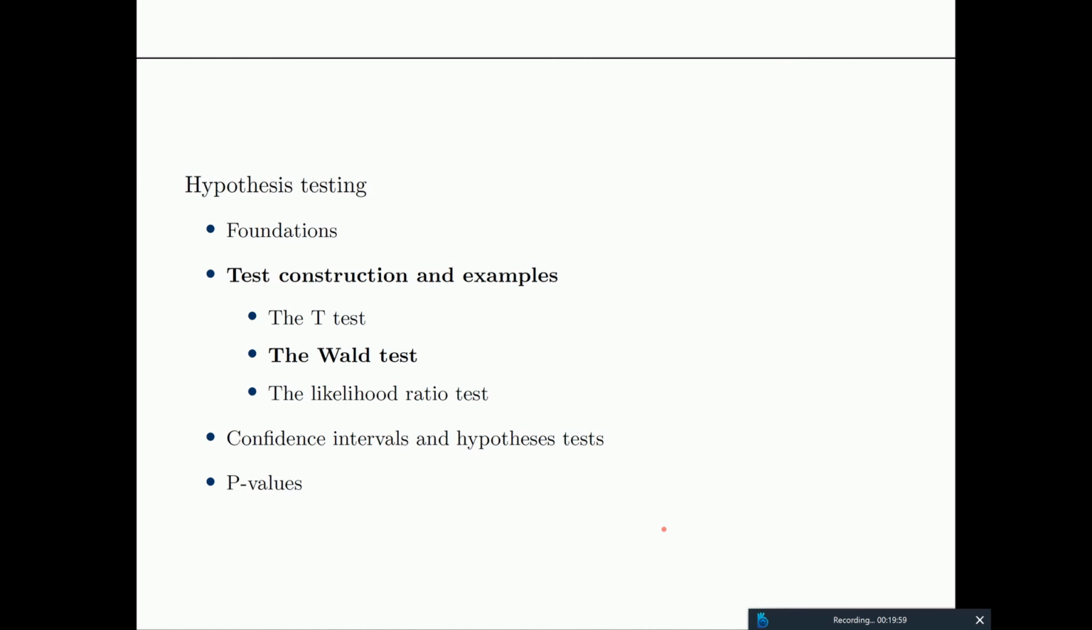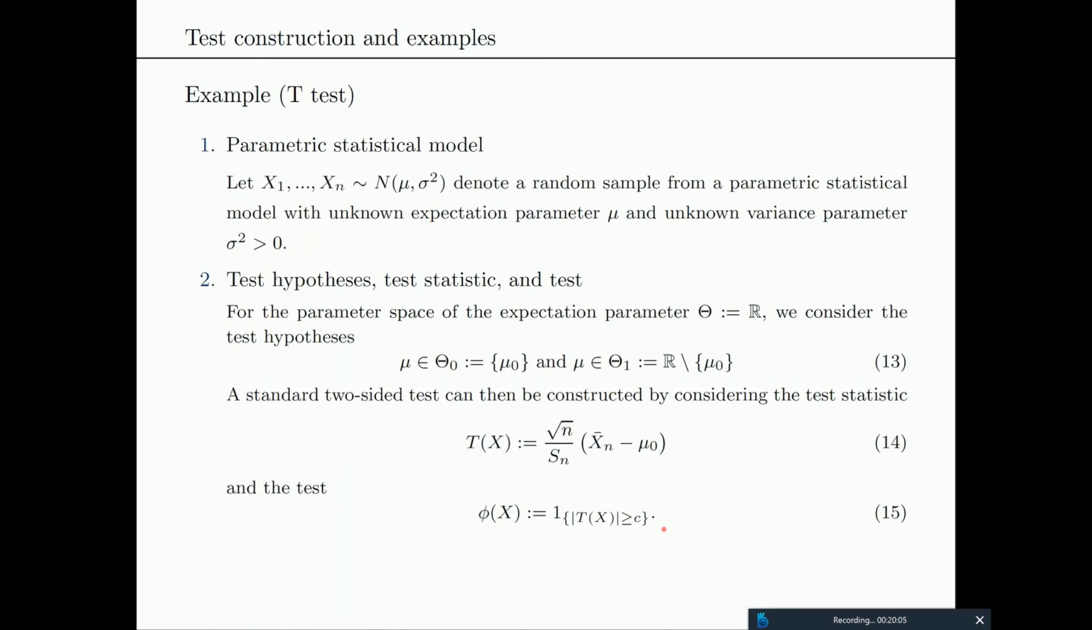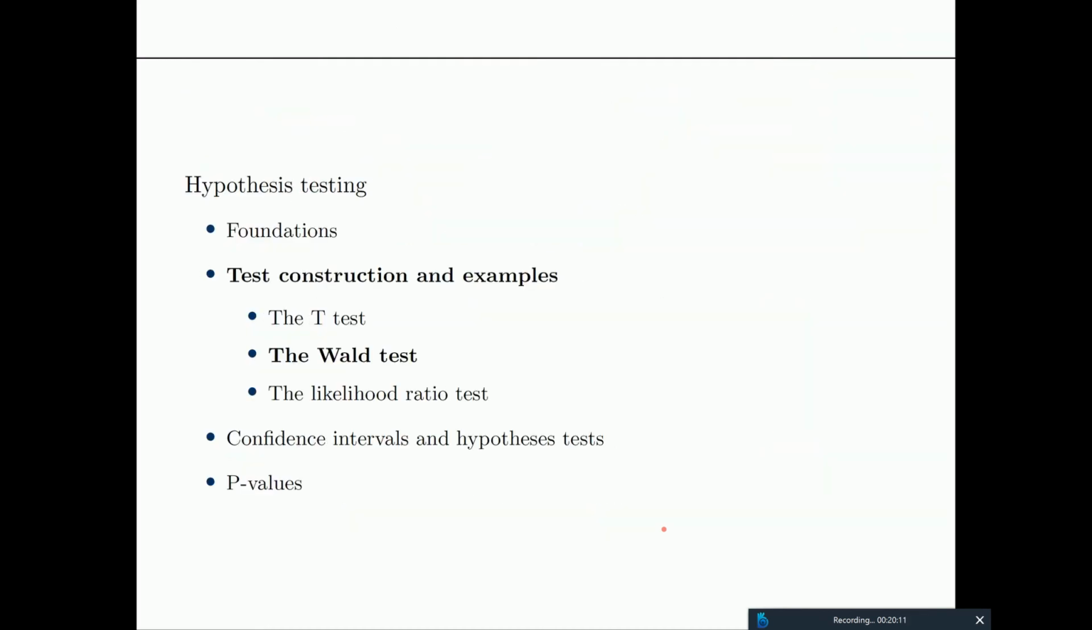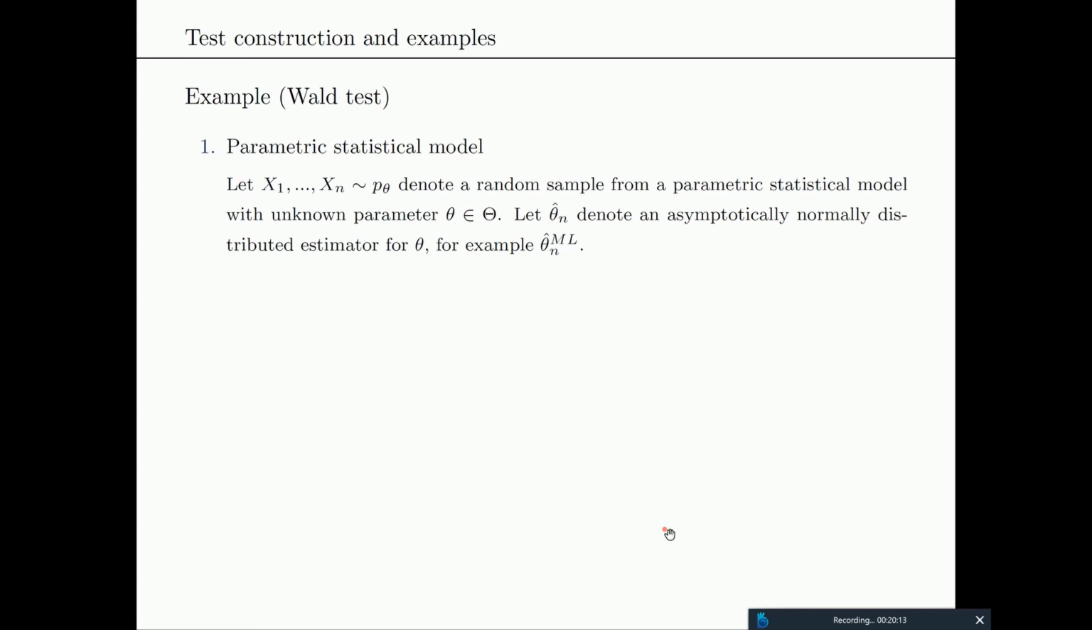So no power function. But at least we controlled the type 1 error rate. Questions about the t-test? No. Good. Then the Wald test.